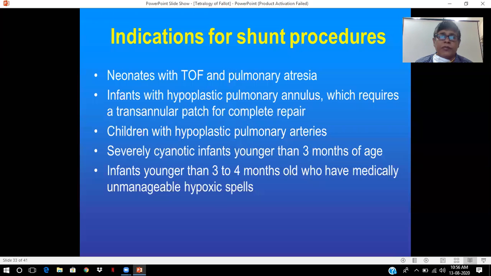Infants with hypoplastic pulmonary annulus. In case of severely hypoplastic pulmonary arteries, when there is a severe defect which is not compatible with life for a long time, we have to do this in infancy or during the neonatal period. Next.